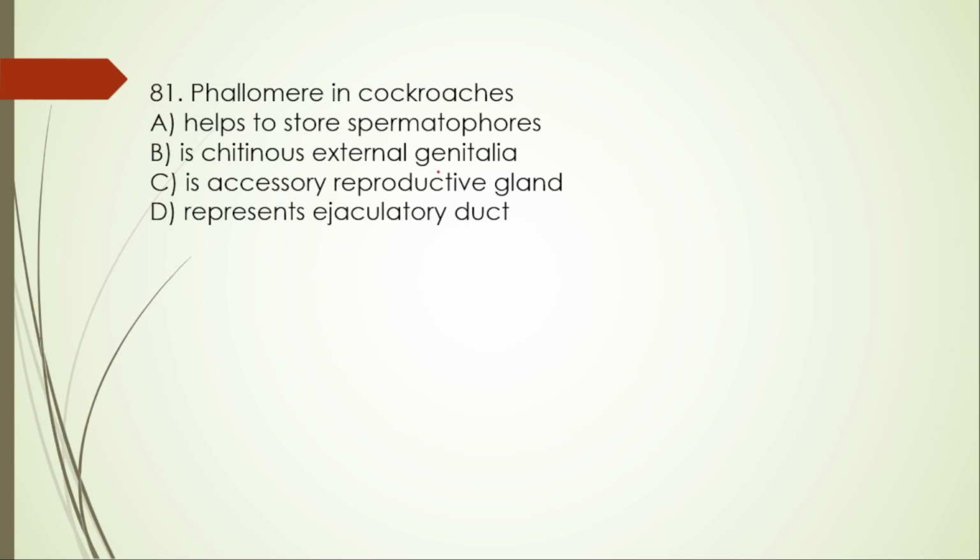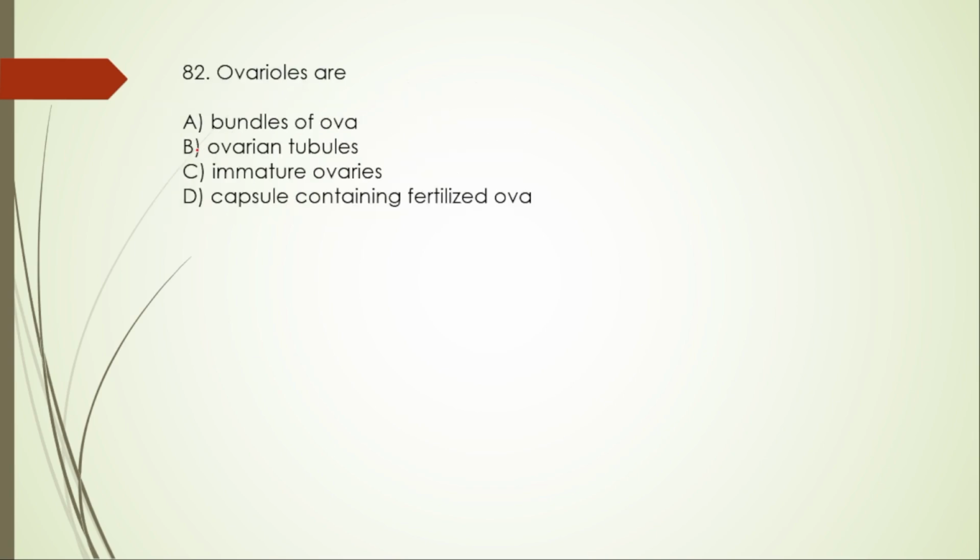81. Phallomeres in cockroach: A. Helps to store spermatophores. B. Is chitinous external genitalia. C. Is an accessory reproductive gland. D. Represents the ejaculatory duct. So phallomere is a chitinous external genitalia. So 82nd one, next question.